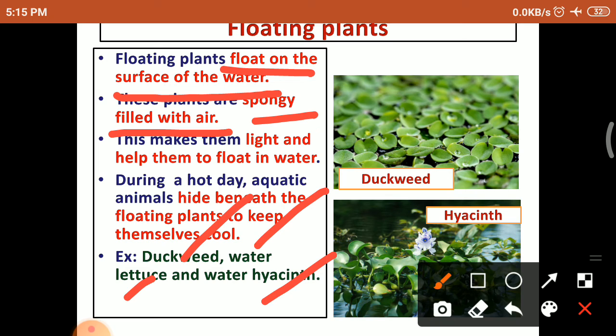During the summer day or hot day, aquatic animals can hide under the floating plant to keep themselves cool.